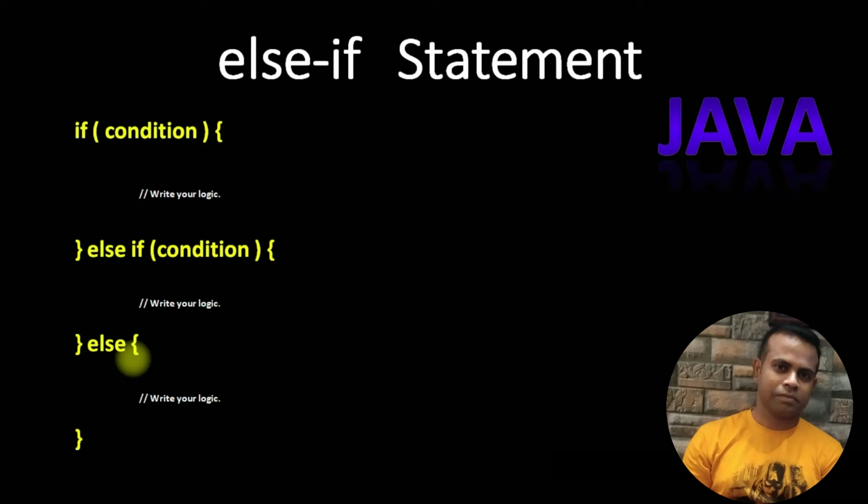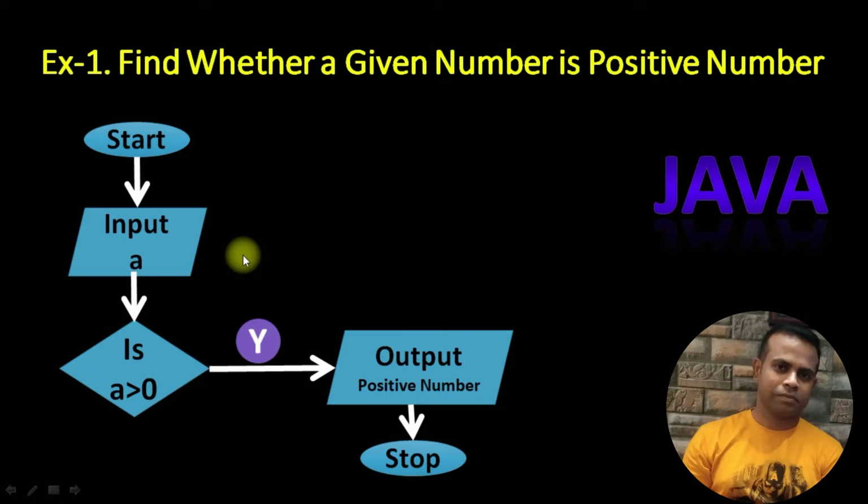Now let's check one by one this type of statement using some program in Eclipse. So our first example is to find whether a given number is a positive number. So what is our flow?